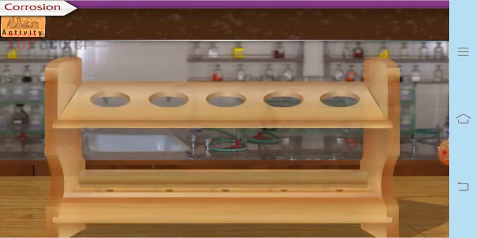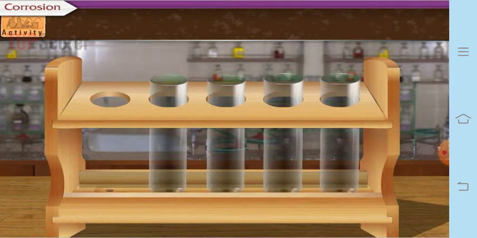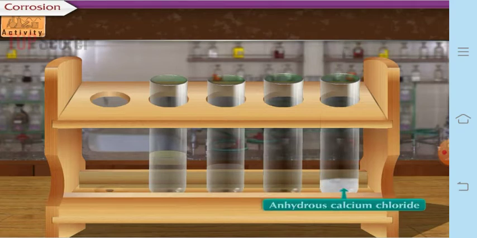So let us perform this activity by taking 4 test tubes in the test tube stand. In the first test tube, place boiled water, and above that let us put an oil layer. In the second test tube we will put a salt solution or salt water. In the third, let there be only air, and in the last one we will take the anhydrous calcium chloride.